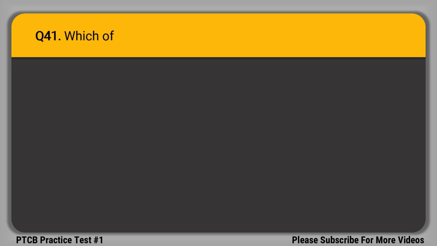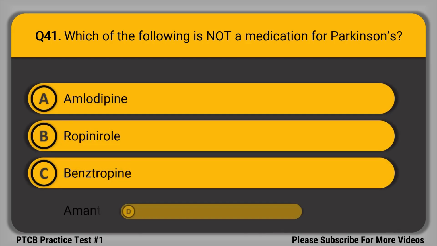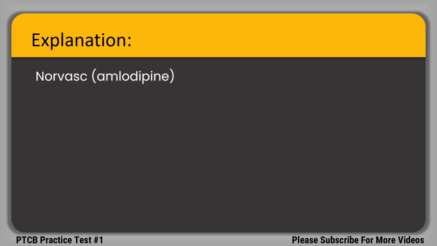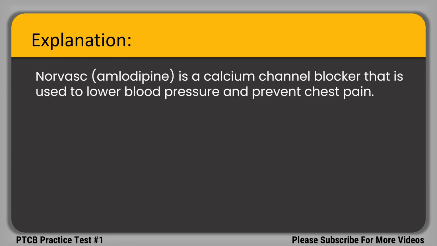Question 41. Which of the following is not a medication for Parkinson's? A. Amlodipine. B. Ropinirole. C. Benztropine. D. Amantadine. A. Amlodipine. Norvasc, or amlodipine, is a calcium channel blocker that is used to lower blood pressure and prevent chest pain.